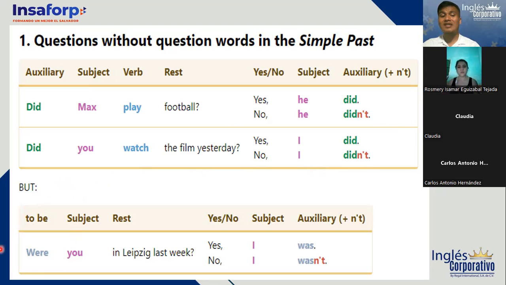But remember that, as I told you like two classes ago, with the verb be, because it has its own past form, the questions are different. If I say, were you in Lit Simpkin last week? Yes, I was. No, I wasn't. So as you can see, the questions in past with the verb be are completely different than if you're using another verb other than the verb be. That's what I need you to understand. As you can see, creating questions is not that difficult. It's actually very easy and not complicated.